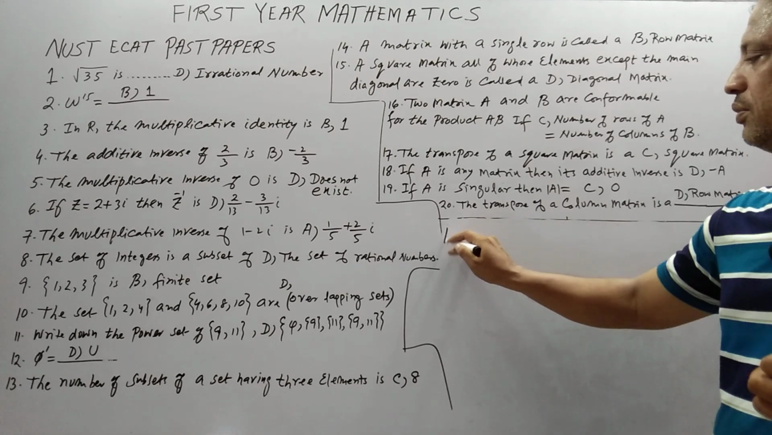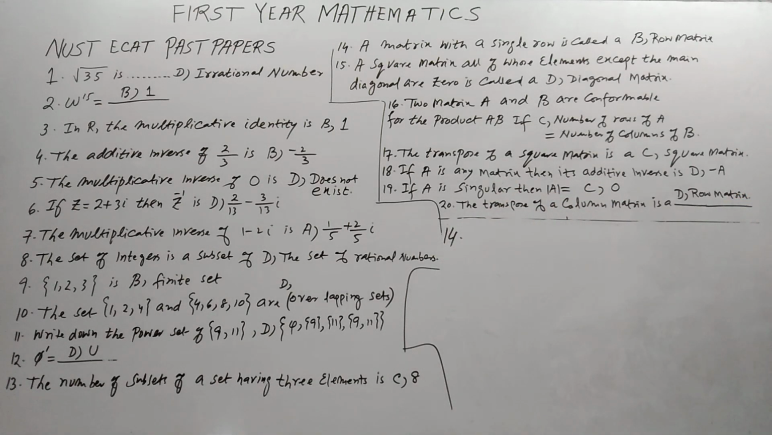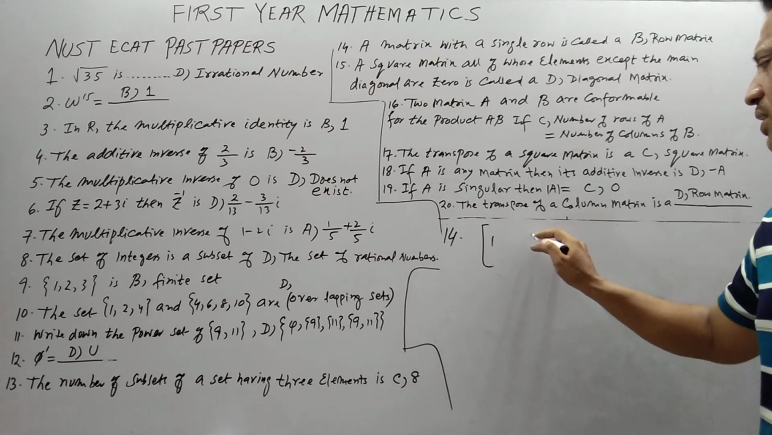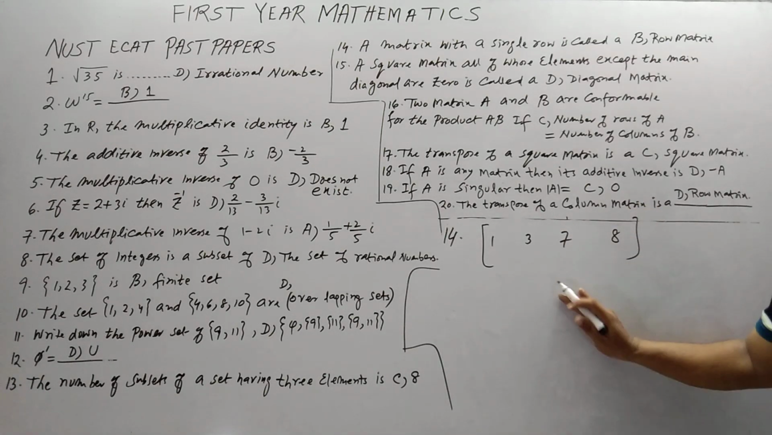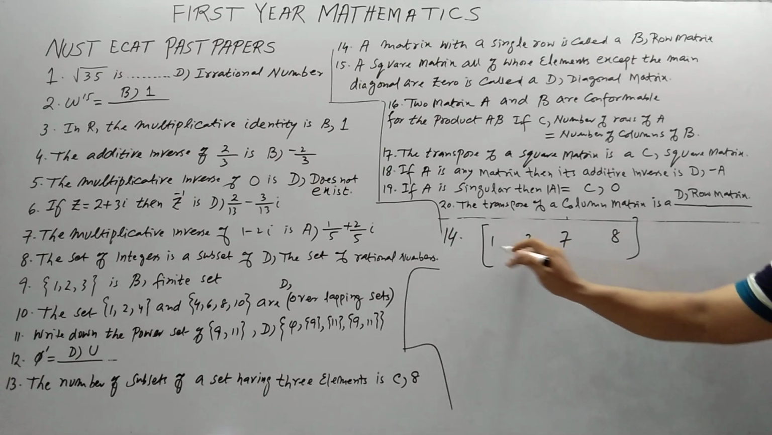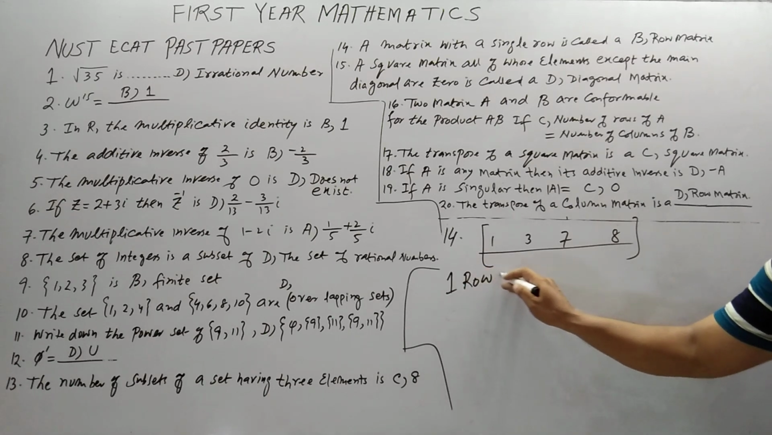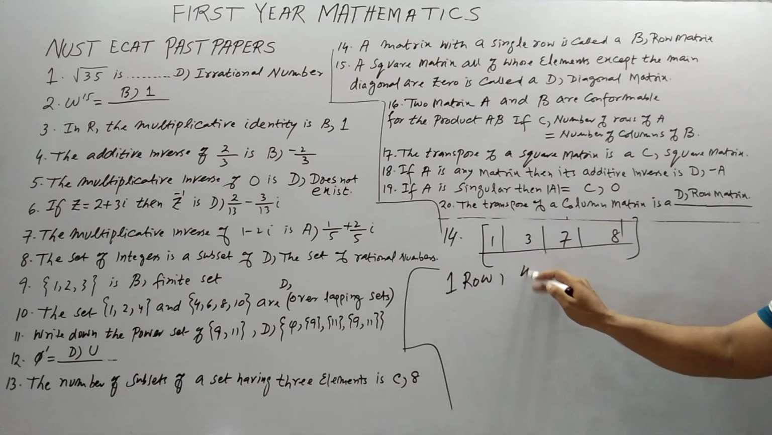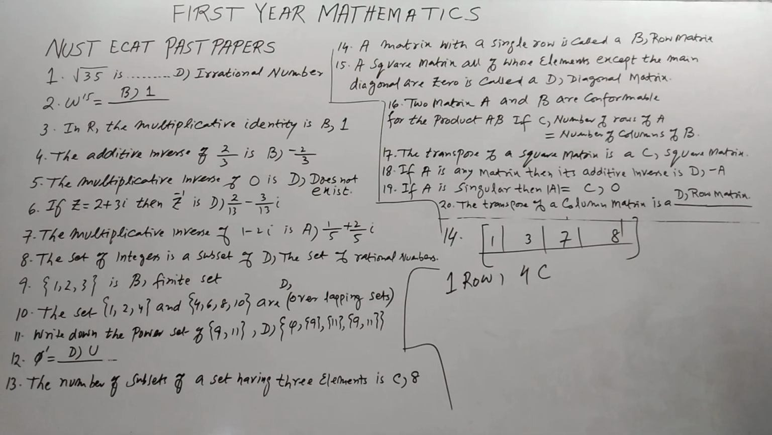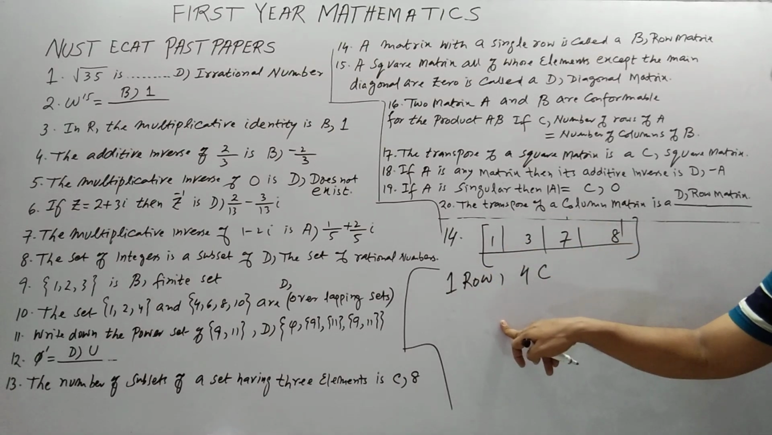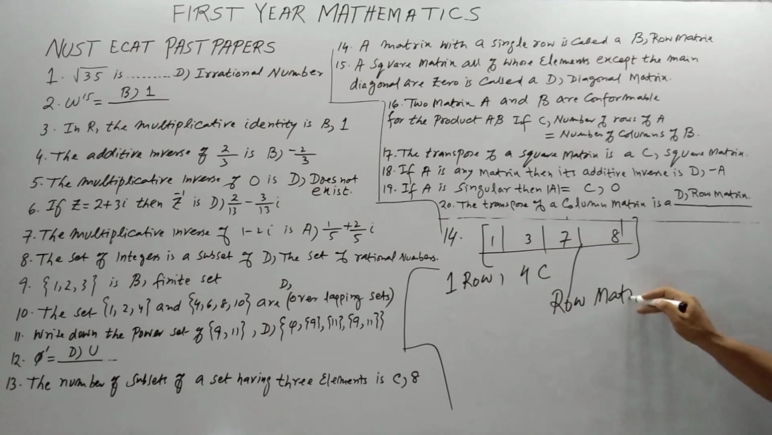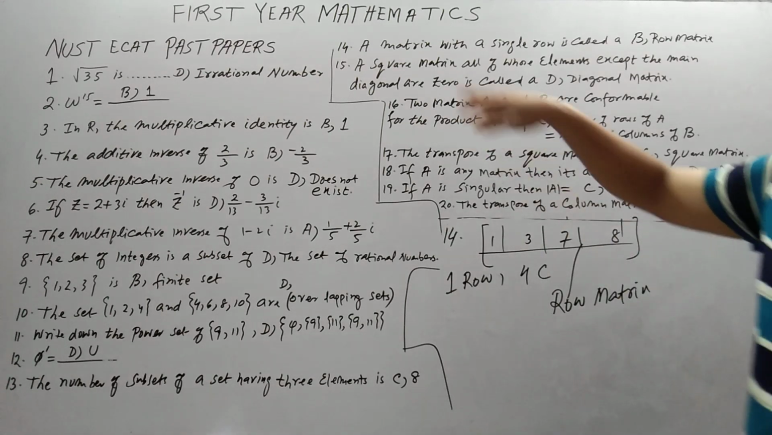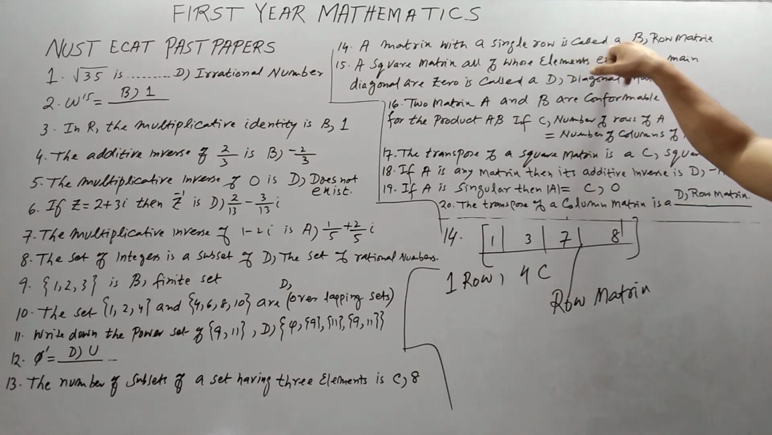Question number 14. A matrix with a single row is called dash. A matrix of a single row. For example, if I write a matrix 1, 3, 7, 8, what is the order of this matrix? Order means how many rows and how many columns. There is only one row and there are 1, 2, 3, 4 columns. So if we have a matrix having only one row, it is called a row matrix. A matrix with a single row is called, option B, a row matrix.